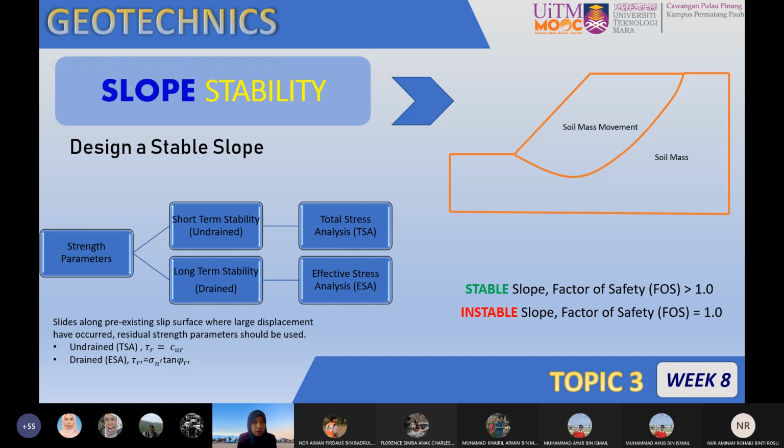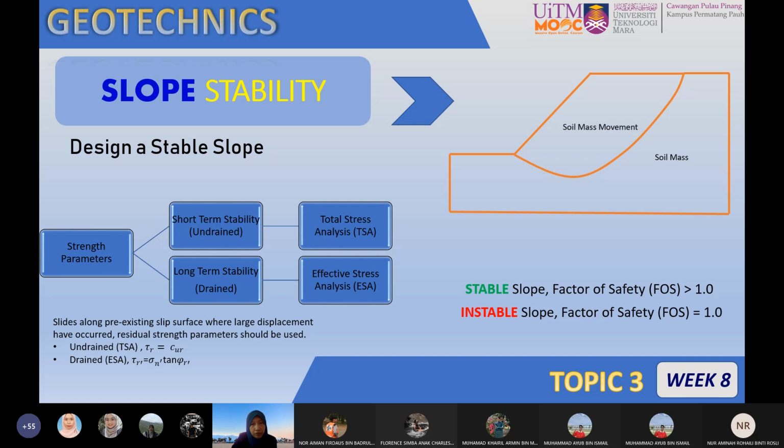For example, for undrained condition in the total stress analysis, this is the formula that involves the shear stress and the shear strength of the slope. And for drained condition, for effective stress analysis, these are the formulas involved. For example, the shear stress is equal to the effective normal stress times tangent of the effective residual friction angle. So it is important we use the appropriate parameters to design the stability of the slope.